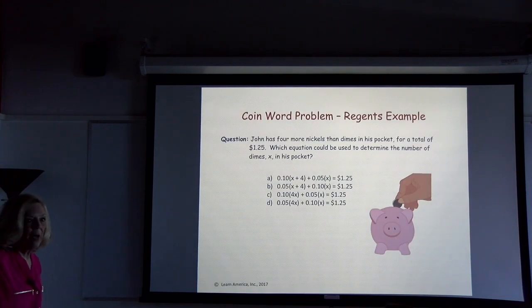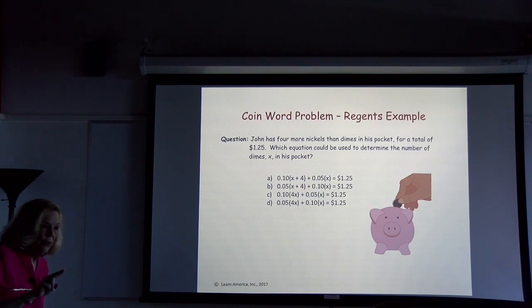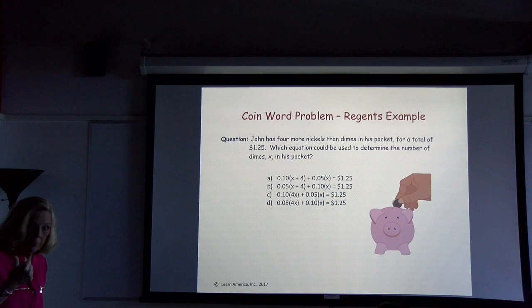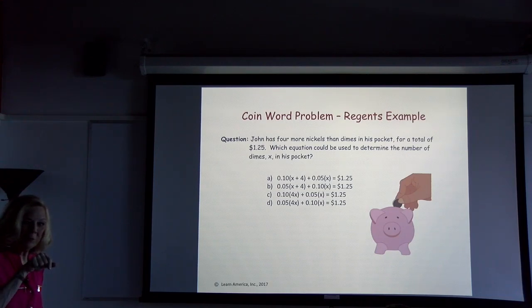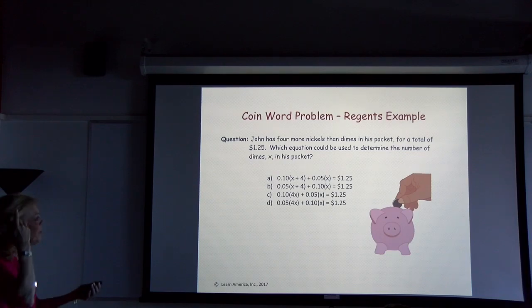Okay, coin problem. This again is a Regents question. All right, now you have to remember there are two things to consider. First is the number of coins, and then the value of those coins. What's the value of a nickel? 5 cents or 0.05. Value of a dime? 10 cents or 0.10. Value of a quarter? 25 or 0.25. What's about the value of a dollar? 1.0. Okay? So those are all critical pieces.